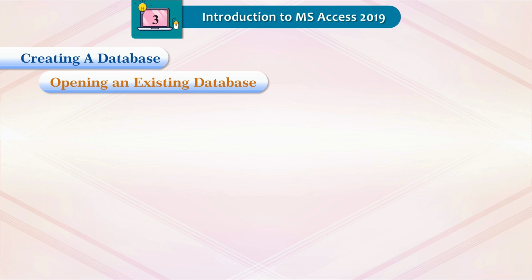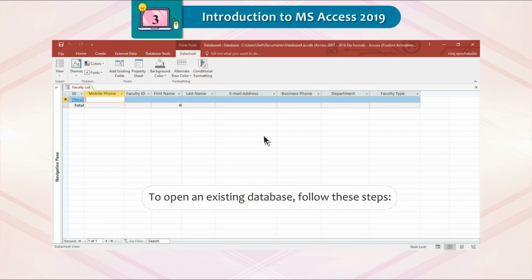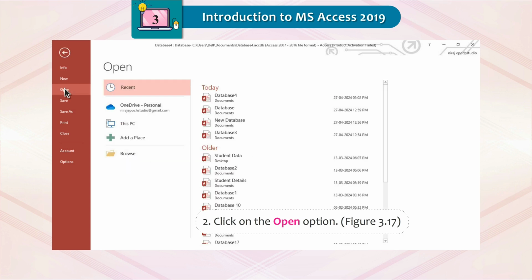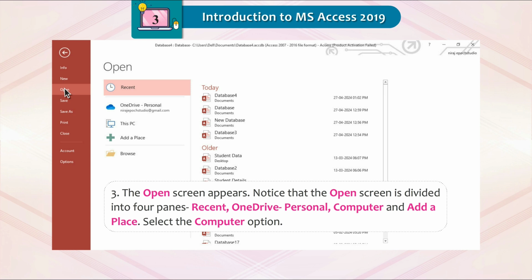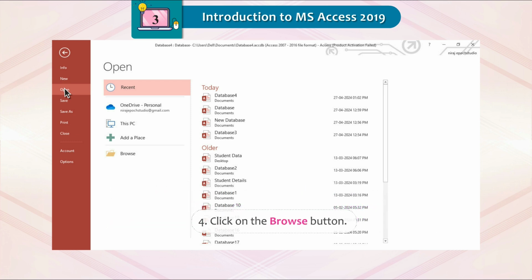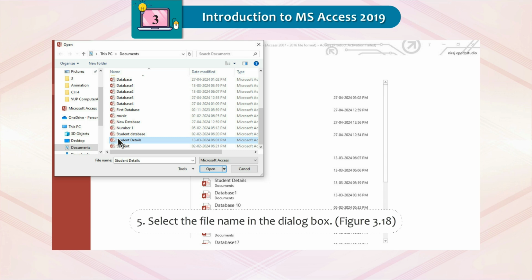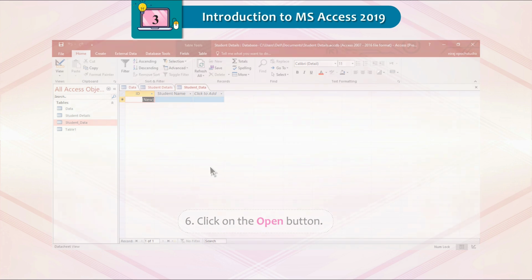Opening an existing database. To open an existing database, follow these steps. Click on the File tab. Click on the Open option, Figure 3.17. The Open screen appears. Notice that the Open screen is divided into 4 panes: Recent, OneDrive Personal, Computer, and Add a Place. Select the Computer option. Click on the Browse button. Select the file name in the dialog box, Figure 3.18. Click on the Open button.